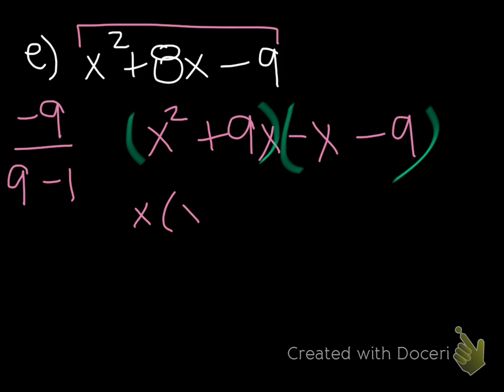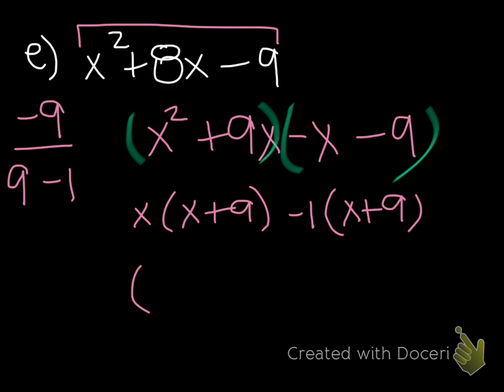First quantity I can take out an x. Second quantity I can take out a negative 1. And it's going to factor to be x plus 9 and an x minus 1. So go ahead and hit pause. You have 6 practice problems to try, so go ahead and try those and hit resume when you're ready for the next set of examples.